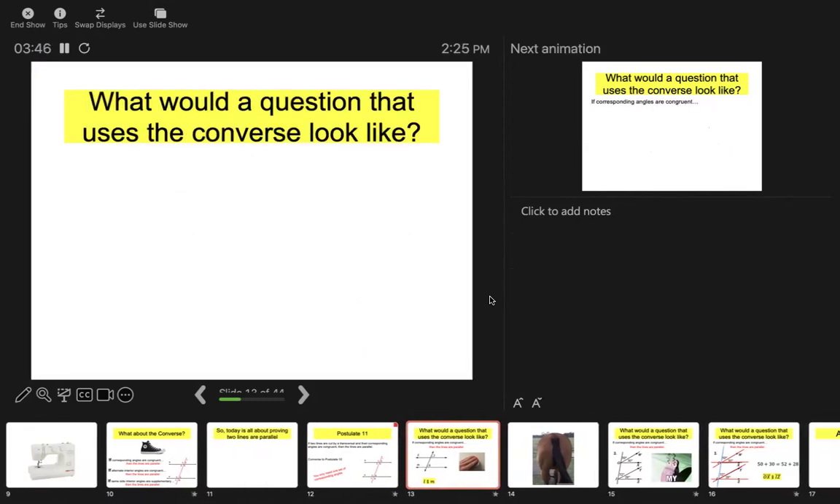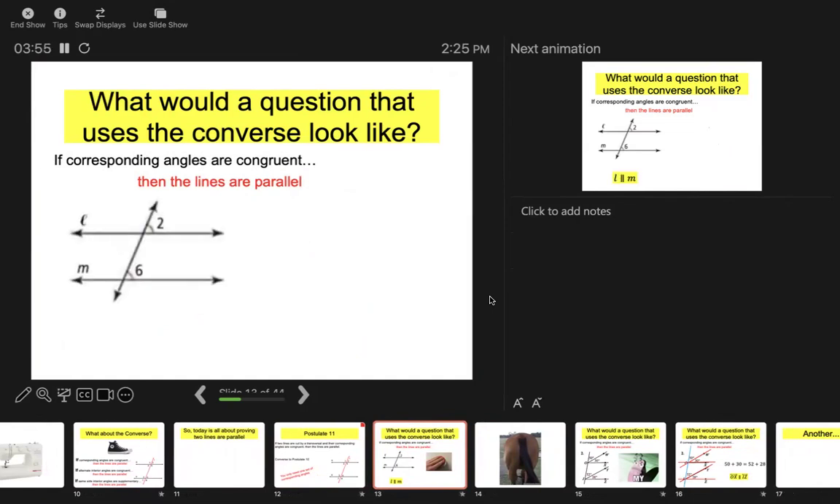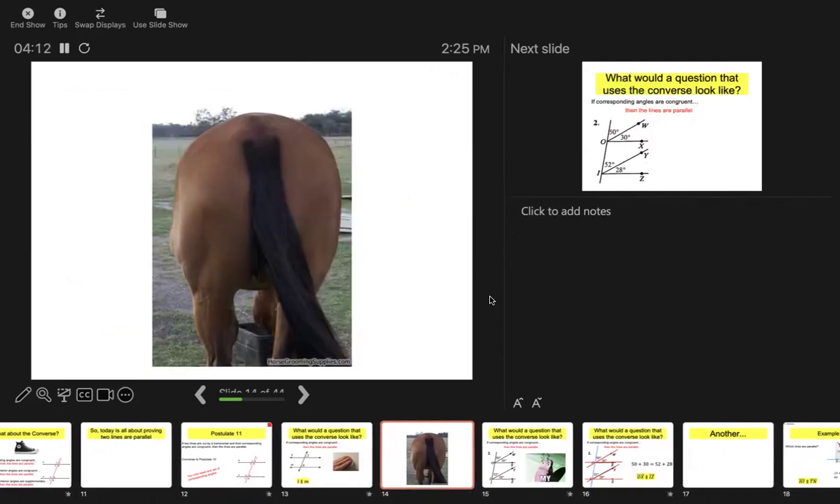All right, so what would a question look like about that on homework? It might look like this. And remember, this is the statement: if corresponding angles are congruent, then the lines are parallel. If you could show that angle 2 is congruent to angle 6, then that only would occur if line L is parallel to line M. That would be as easy as it gets, where they hand you angle 2 is congruent to angle 6. But more likely, it's going to be a far more complicated thing.